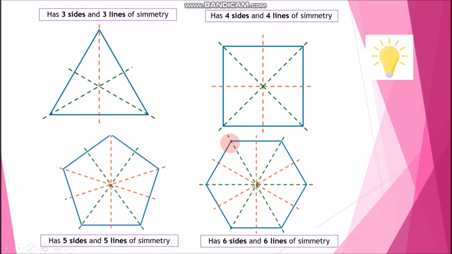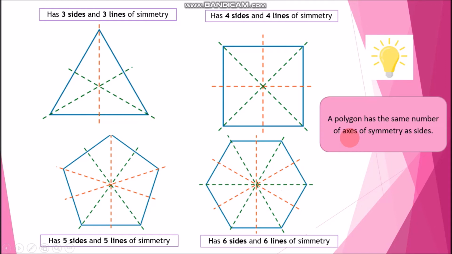Now, this hexagon has 6 sides. 1, 2, 3, 4, 5, and 6, and has 6 lines of symmetry. 1, 2, 3, 4, 5, and 6. Remember, a polygon has the same number of axes of symmetry as sides. Un polígono tiene el mismo número de ejes de simetría y el mismo número de lados.